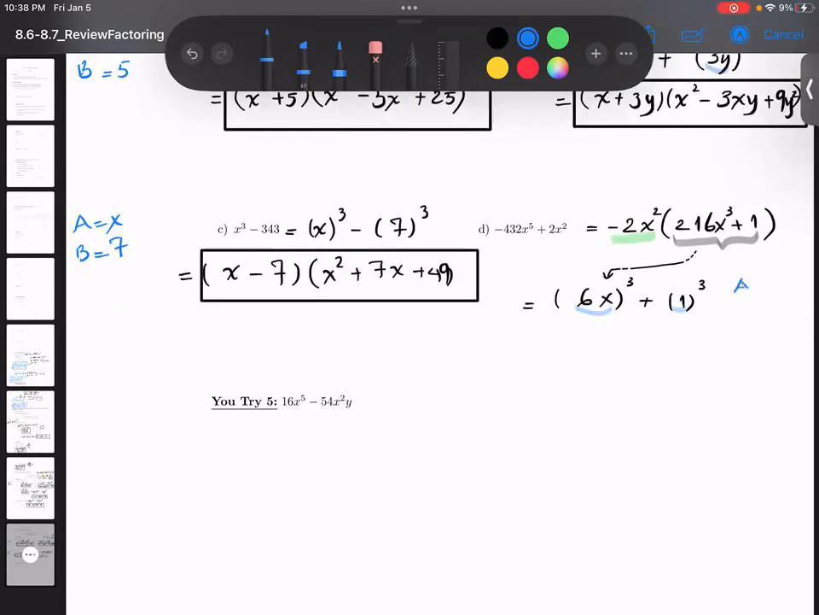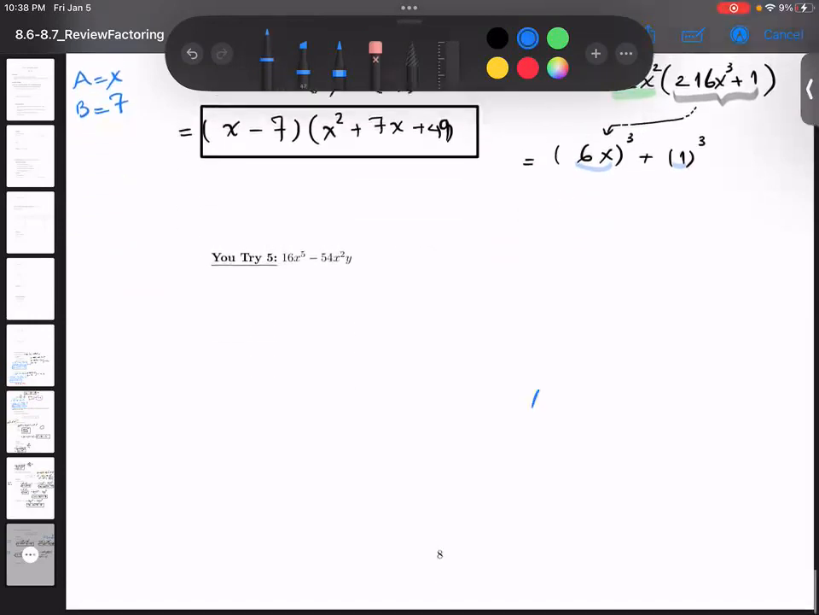So let me write here. A is 6x and B is 1. Right. Let me rewrite the rule in yellow here. A cubed plus B cubed equals A plus B times A squared minus AB plus B squared. Apply that rule. A is 6x, B is 1.